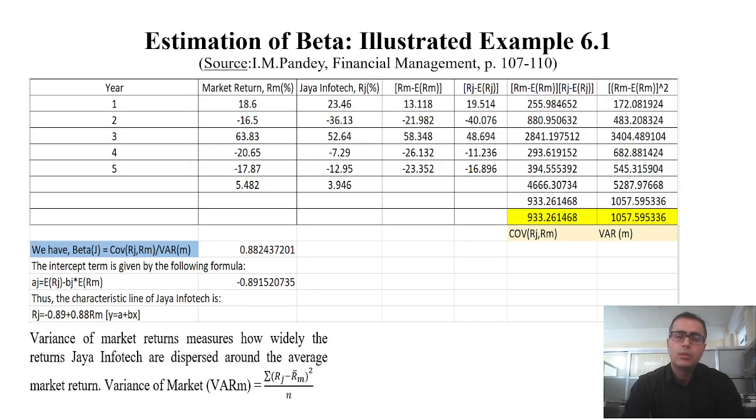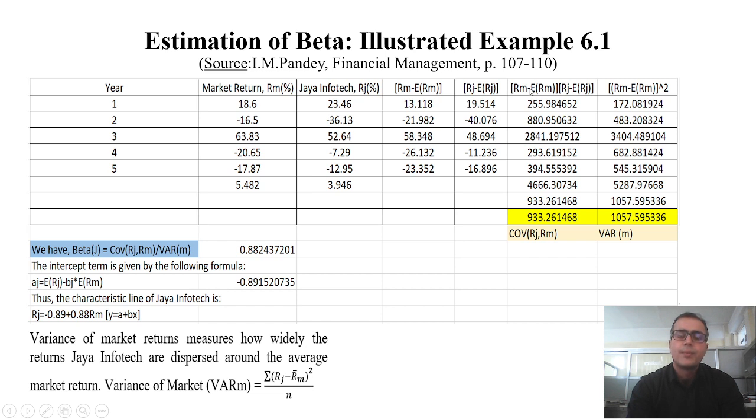Now let's move to the example. In one column we have the year, then the market return, and the third one is the Infosys returns. At first we need to find the average returns. Take the sum of these and then calculate the average or expected return of the market. Similarly, you could find the expected return for Jaya Infotech, that is RJ. Then we get the differences RM minus ERM and similarly RJ minus ERJ, to find the covariance.